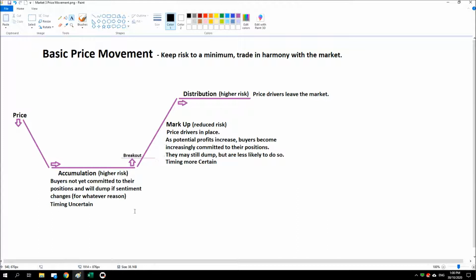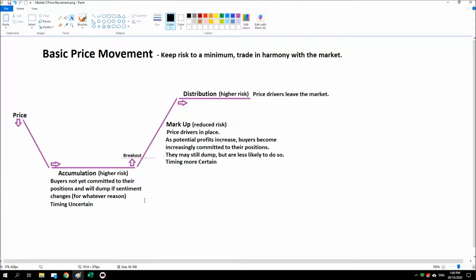That means that they've bought in for a reason, because they expect a good news cycle, or that price will increase for whatever reason. But if that sentiment changes, they are not yet committed to those positions and will dump them, maybe not happily, but they'll dump them all the same, rather than get caught holding at a certain price level and only finding that price falls lower.